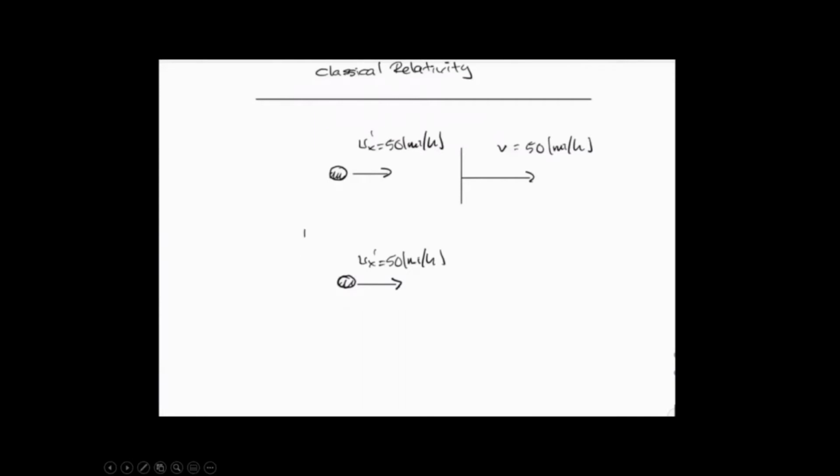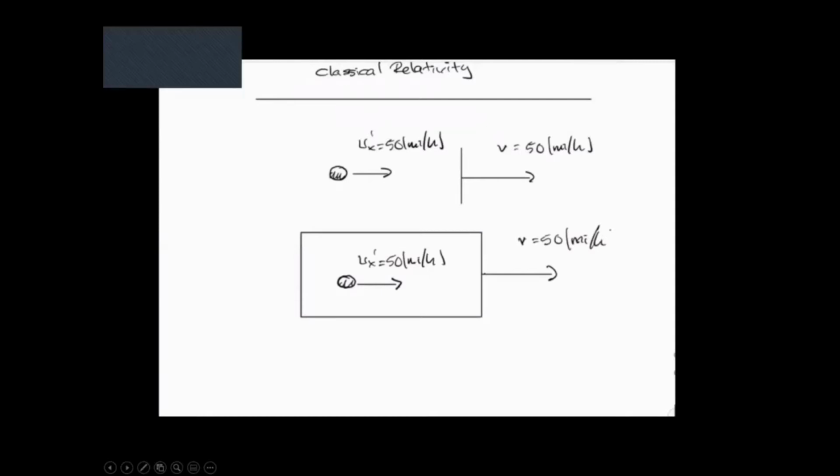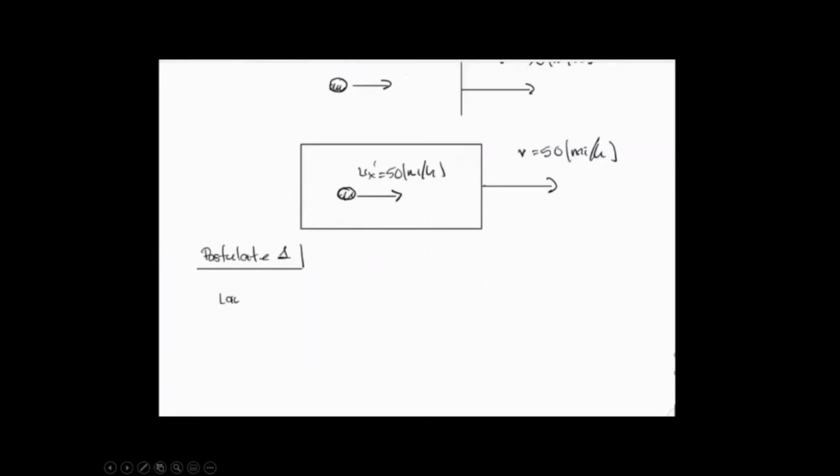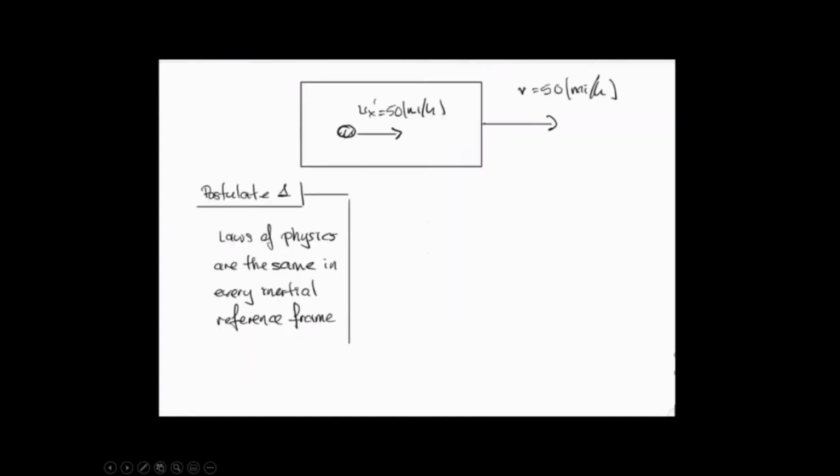Okay, so now this ball is within this reference frame. And this reference frame is also still moving at 50 miles per hour. And the ball is still moving at 50 miles per hour. All right, so postulate number one is going to say the laws of physics are the same in every single inertial reference frame. Inertial reference frame is a reference frame either at rest or moving in a straight line at a constant speed.